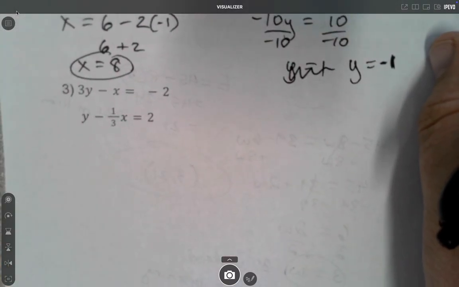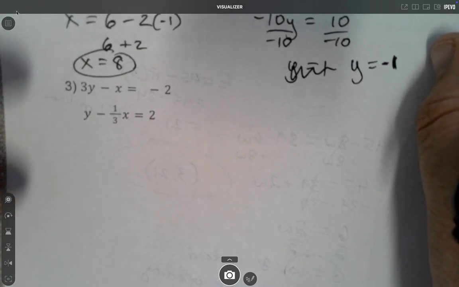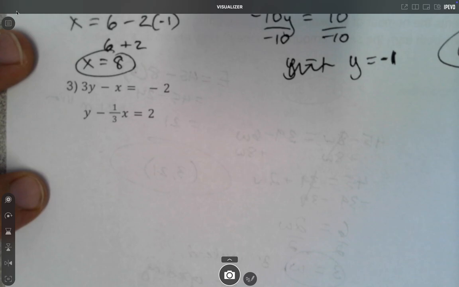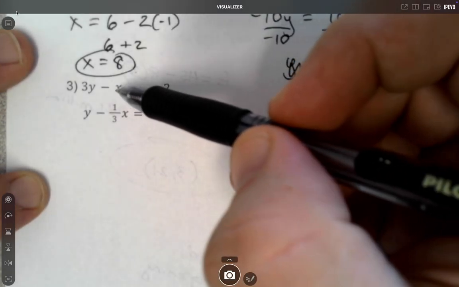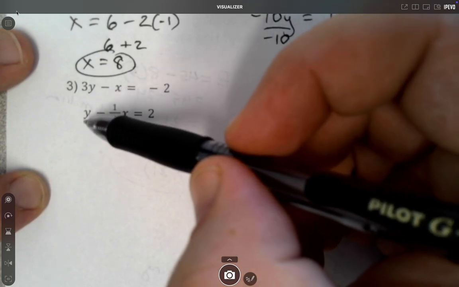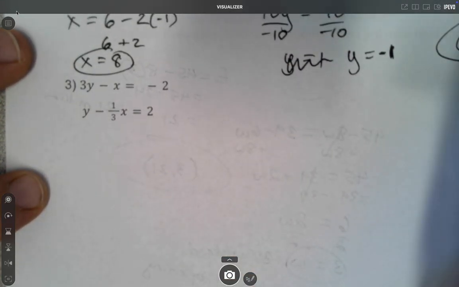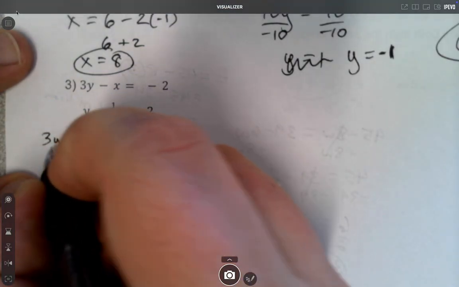Okay, on number 3. We could choose either way. We could choose to solve for this x. It has no coefficient, so it wouldn't be too hard to do. Or we could solve for this y, because it has no coefficient. It wouldn't be hard to do. Truly, either one is fine. I'm just going to do the top one just because that's been my pattern, but it's fine if you choose otherwise.